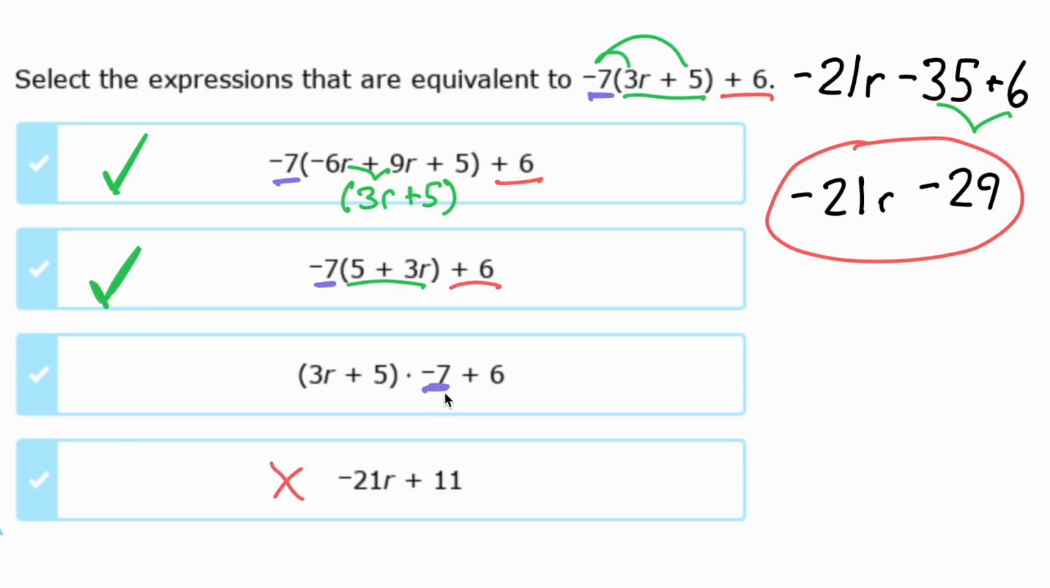Lastly, we have our 3r plus 5 multiplied by negative 7, which is the same thing as negative 7 being in front of the parentheses. As long as they're being multiplied, the order doesn't matter, so that one's also equivalent.